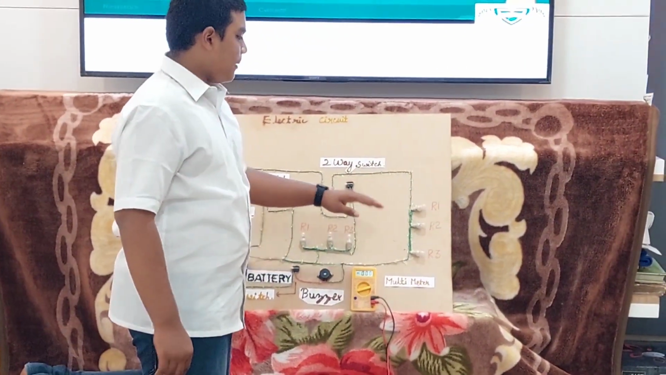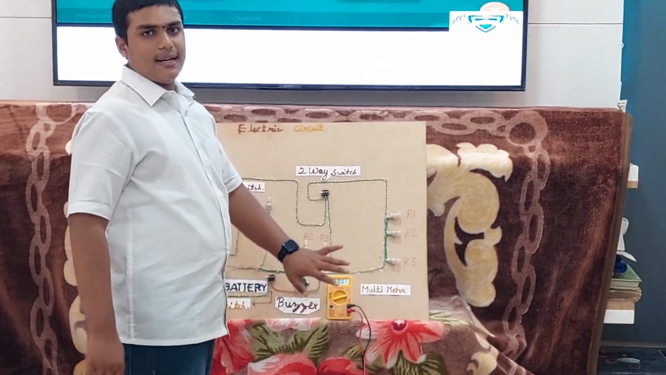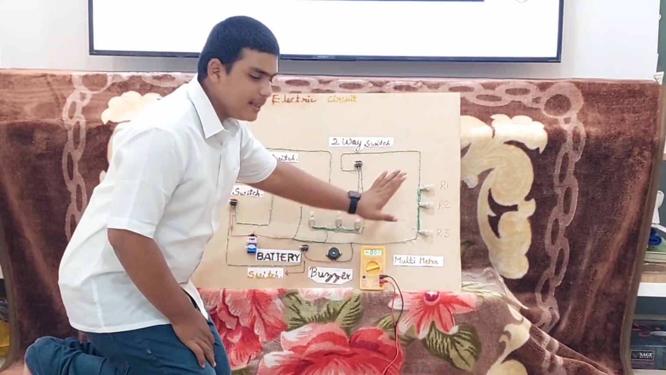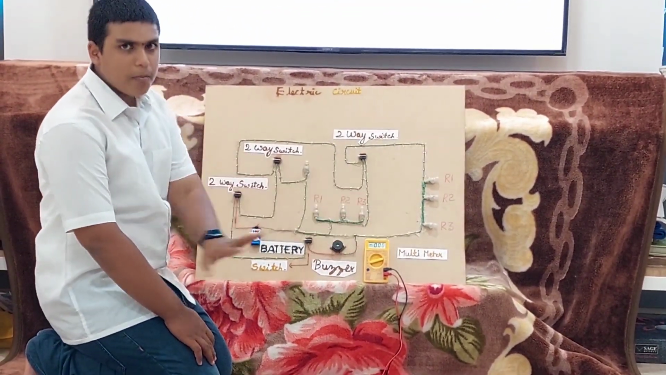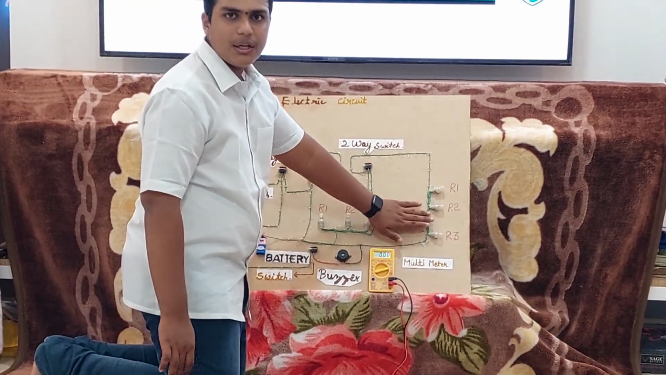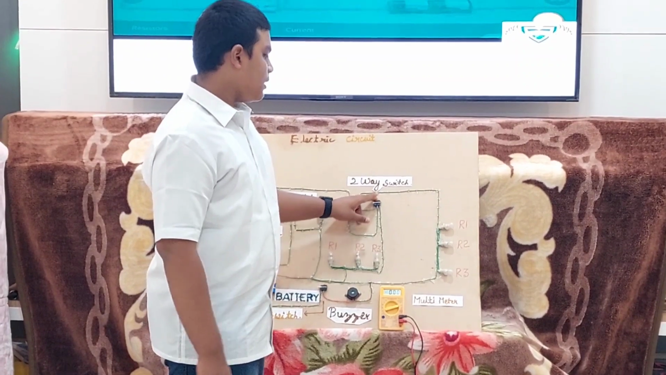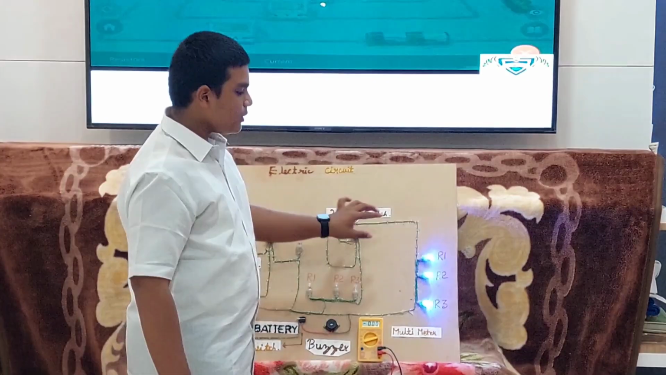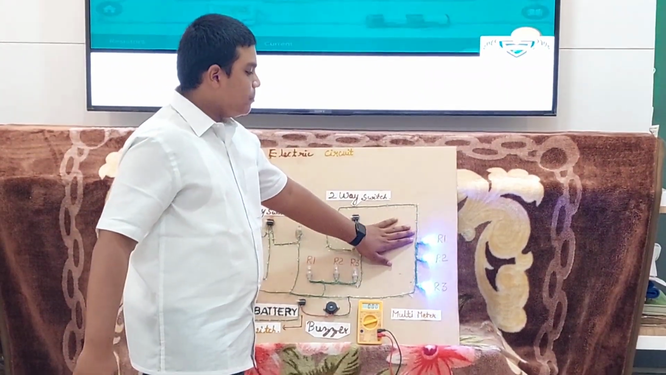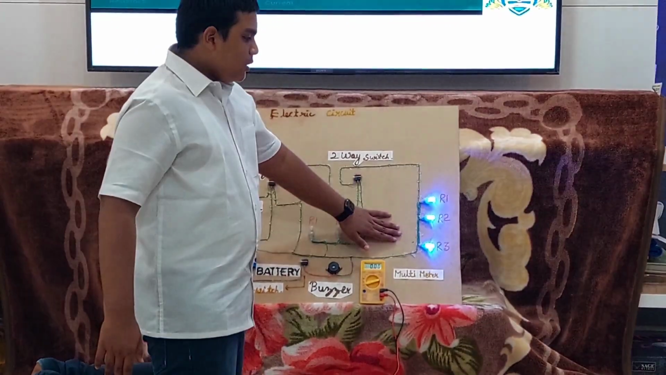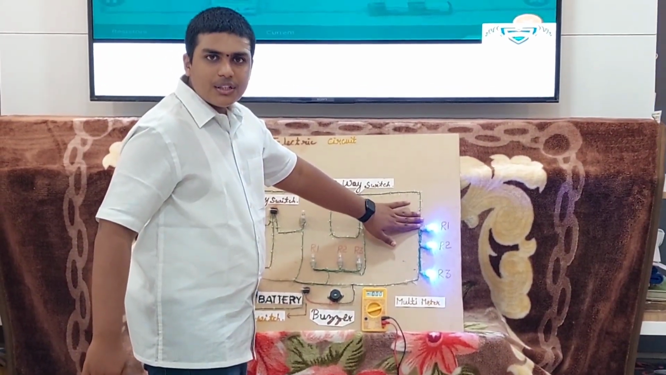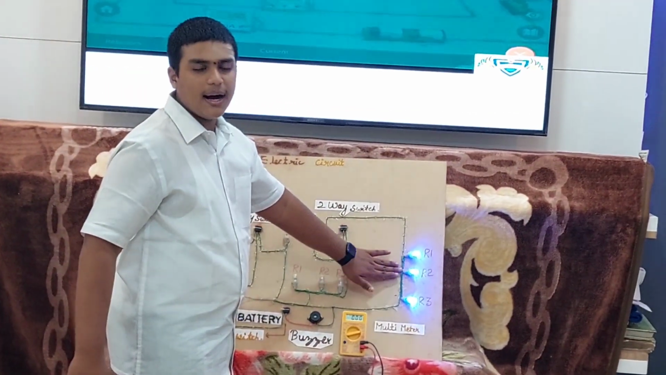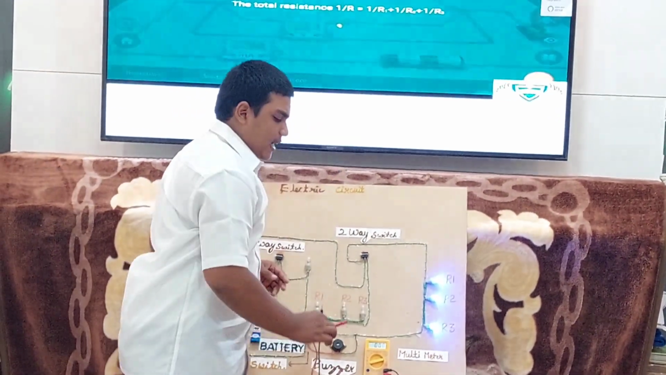Now, to glow a parallel circuit, I have used a battery, a two-way switch and 3 LED bulbs. Here also it implies 3 into 3 is 9 volt. Let me switch on the parallel circuit and let me explain. You can see here the parallel circuit is glowing. The parallel circuit calculation is 1 by R1 plus 1 by R2 plus 1 by R3.